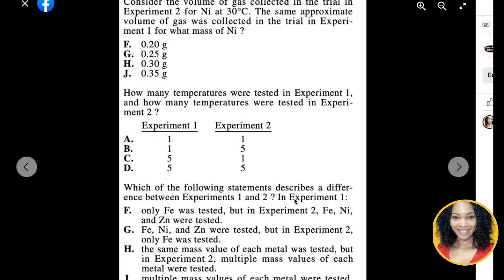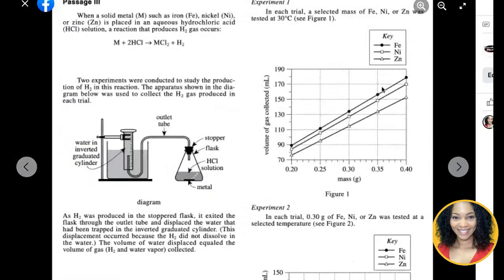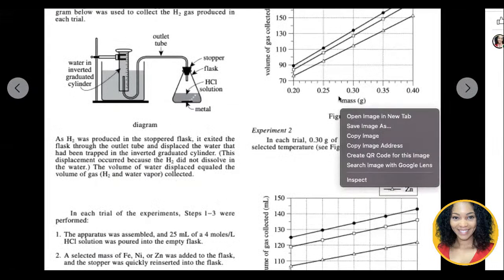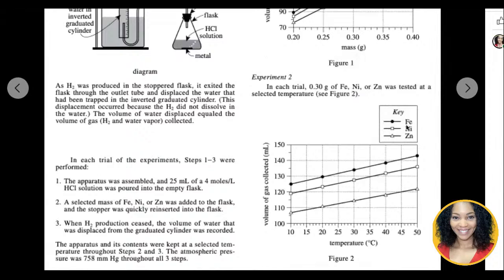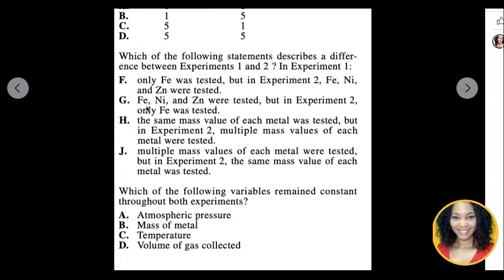Remember to say your phrase. In experiment 1, Fe, Ni, and Zn were tested, but in experiment 2, only Fe was tested. We can look back, we can see, okay, yeah, all 3 were tested in experiment 1. Go down to experiment 2, and I can say, 1, 2, 3 were tested in experiment 2 also. So G is incorrect as well. Scratch it off. Moving on to answer choice H.